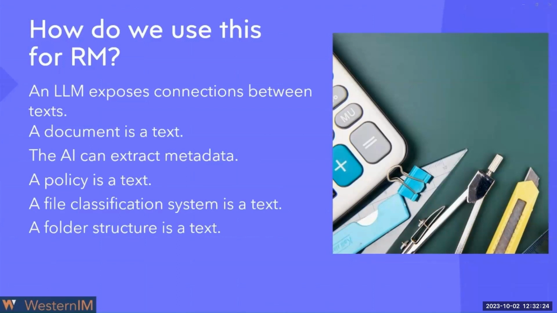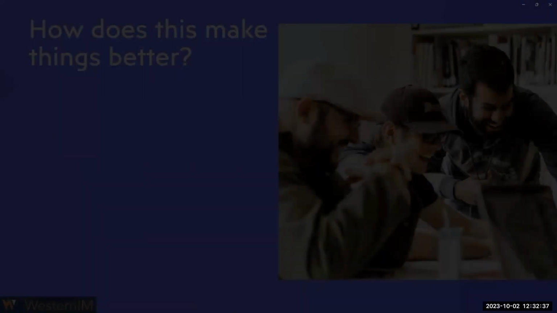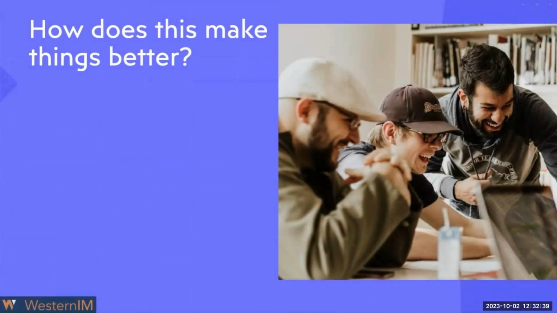You know what else is a text? A folder structure is a text. You could submit a document and then submit your folder structure and ask the AI, where should this document be filed? So sure, maybe the AI can do all that, but how does that make our life as records managers better?